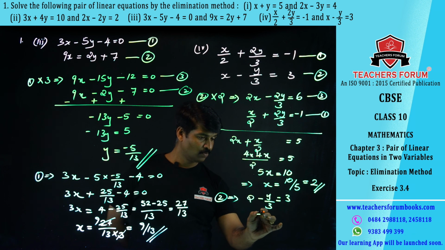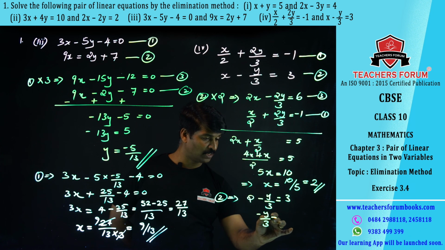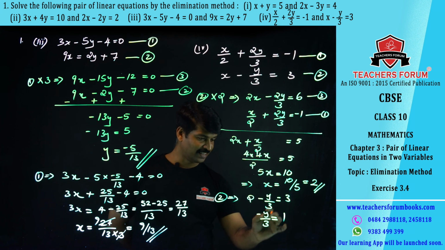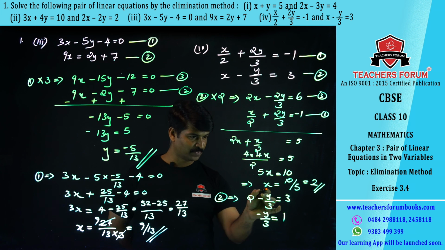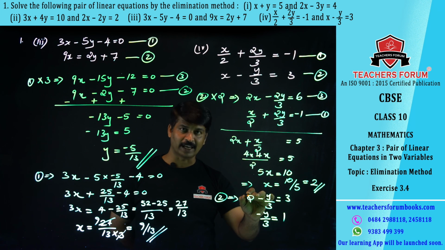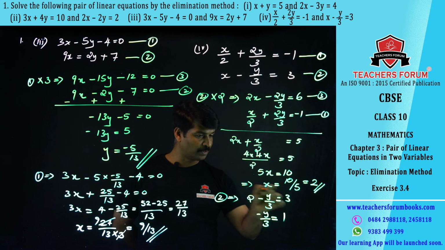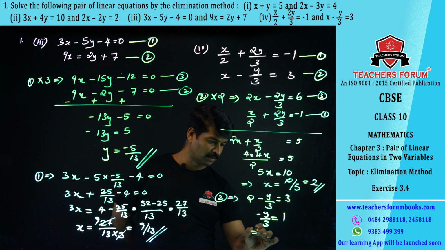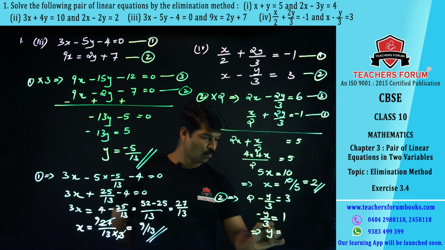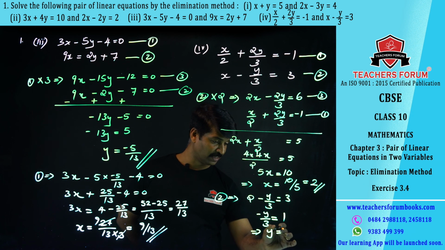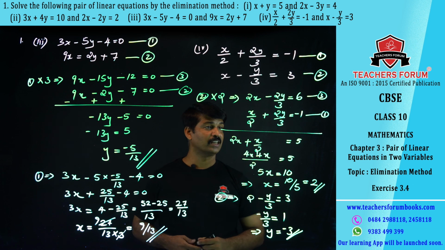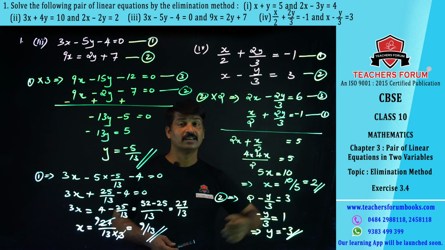The next step, what is y by 3? Minus y by 3 equals 3, you take 2 to the other side, right side, then it becomes minus 2. What is 3 minus 2? That is 1. From here, you can find out the value of y. What is the value of y? y equals 3 into 1, 3, that is minus 3. The value of y is minus 3 and the value of x is 2.